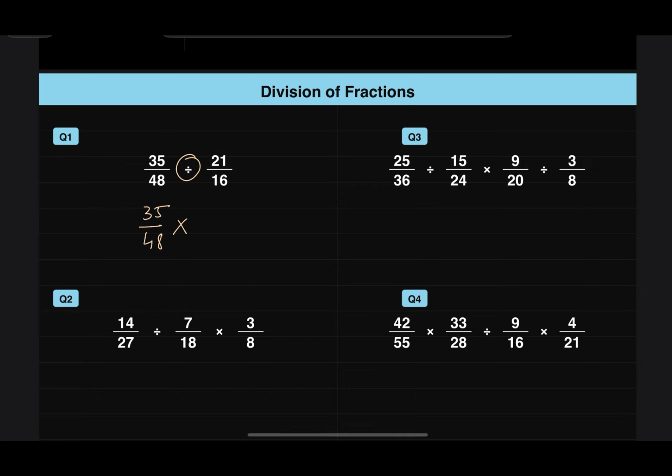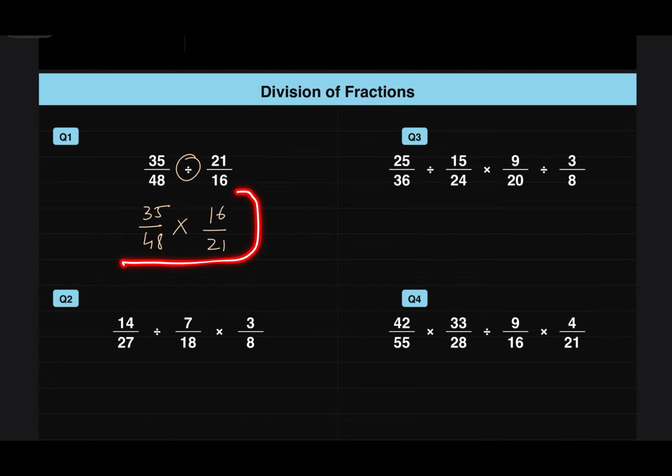Reciprocal means write it exactly in the inverted form. So instead of 21 upon 16, I am going to say 16 upon 21. That is it. Now we have to treat this as a multiplication.